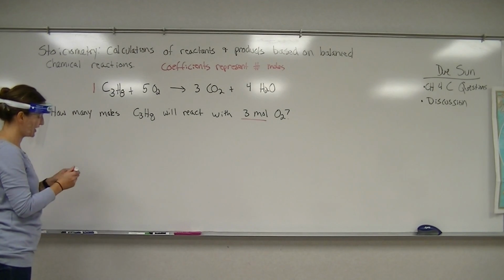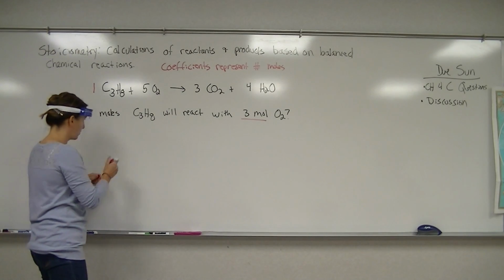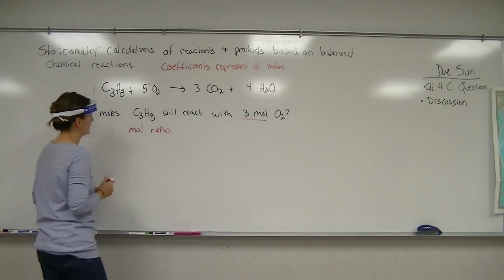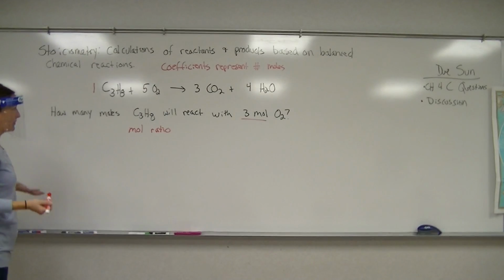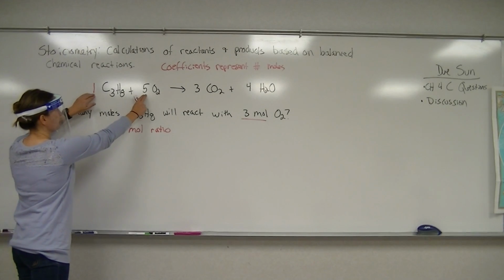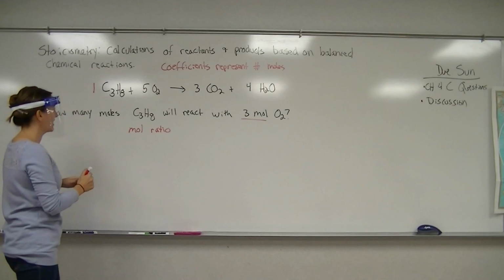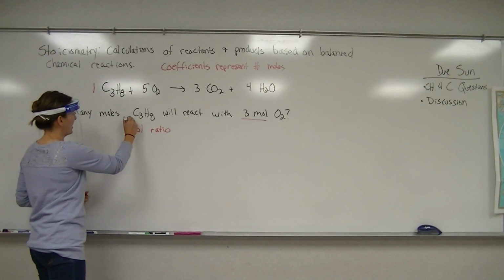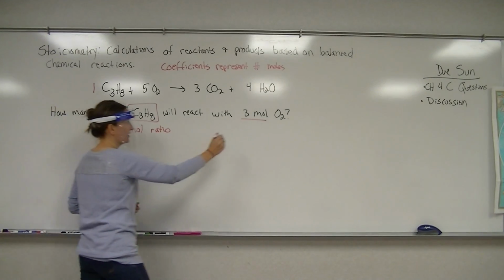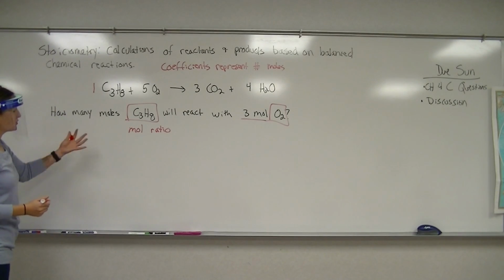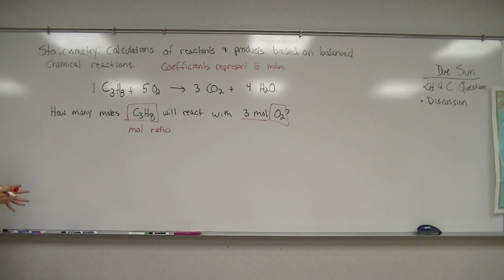So to figure this out, you're going to use a mole ratio. What mole ratio? Well, you're looking at the coefficients, because the coefficients represent the number of moles, and you're looking at the 2 they're asking about. What I mean by that, you're looking at C3H8 and you're looking at O2. So you're going to use the mole ratio just like a conversion factor.